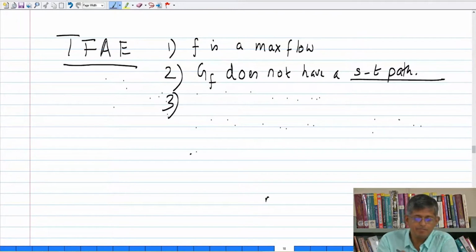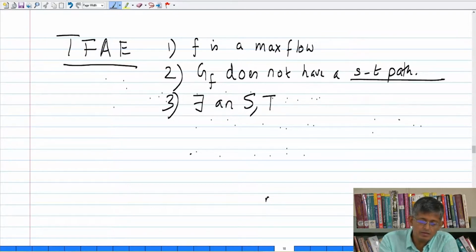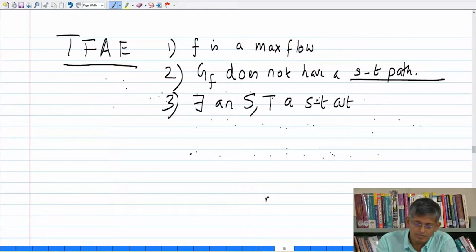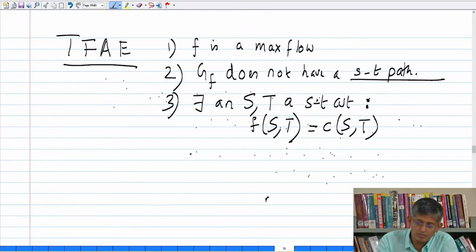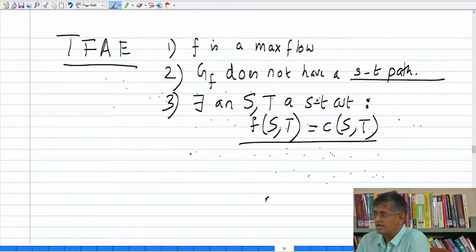3, there exists an S, T cut such that f of st is equal to the capacity. What I showed you is that f of s comma t is less than or equal to the capacity. If you have a max flow, one direction you have already proved, 1 to 2 you have already proved. Now I am going to show you 2 to 3.